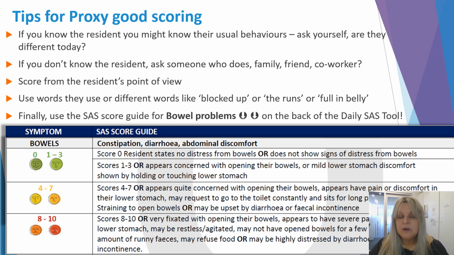You'll see on the screen we have the guide for proxy scoring. We have the little description about what it is likely to look like if the resident has mild distress in relation to anything to do with their bowels, and that is the green faces. The yellow faces are moderate level of distress or bother, and the orange and red faces are very severe distress.